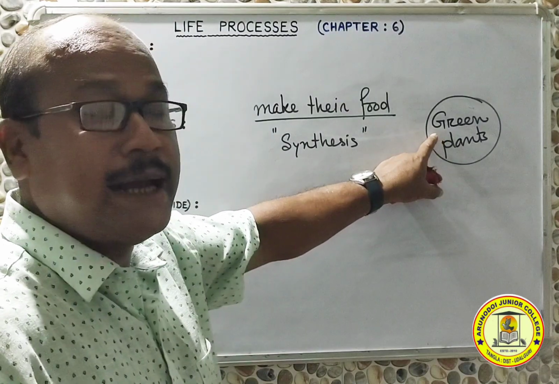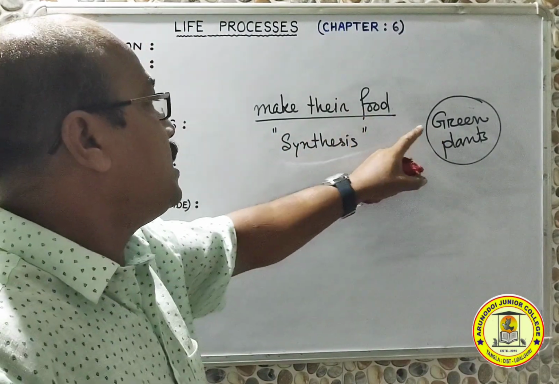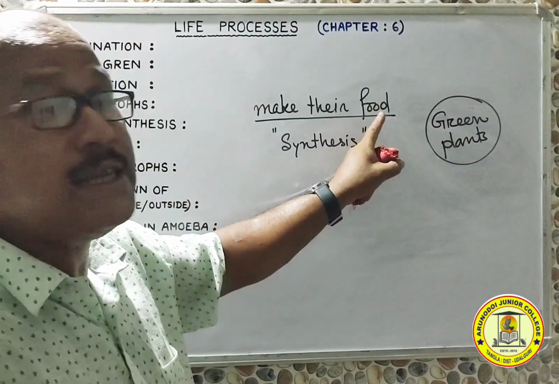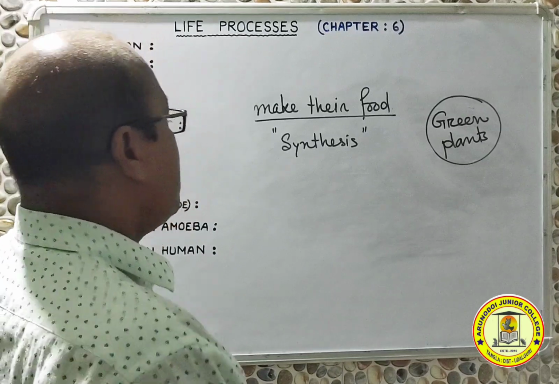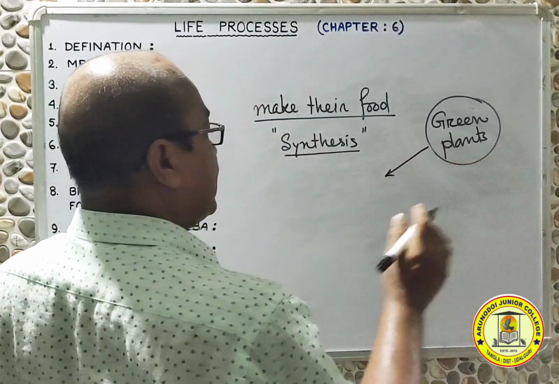So green plants, what can they do? The green plants can make their food by themselves, which means green plants can synthesize their food. In short, we have said it like that. But to synthesize the food, green plants need certain things.